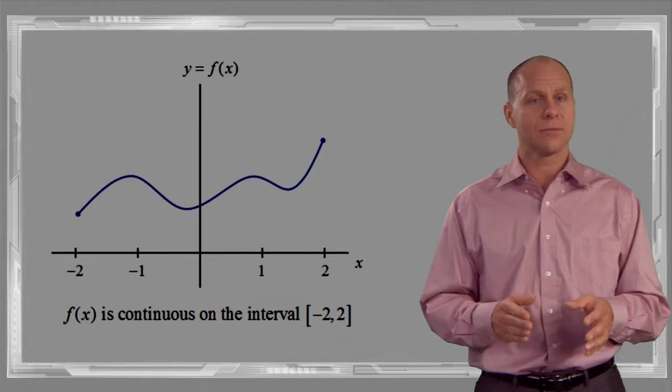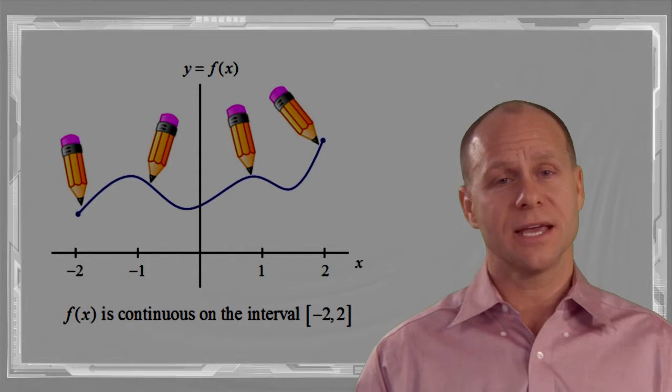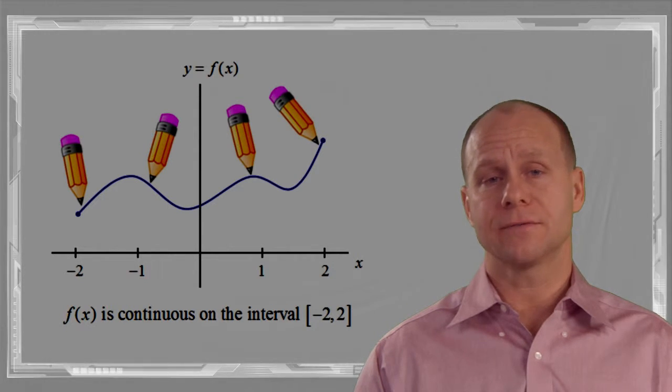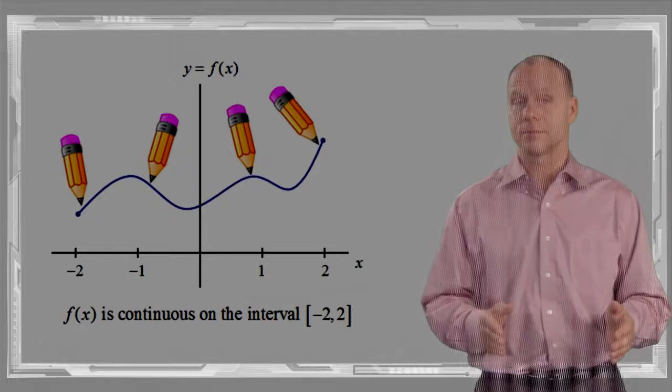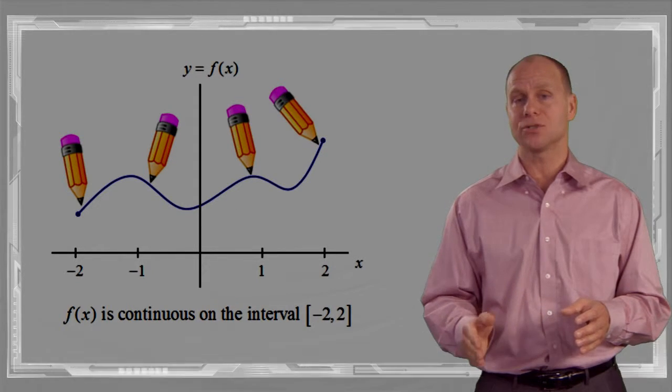Notice for this graph, we never have to pick up the pencil once. We say f of x in this graph is continuous on the interval -2 to 2. In other words, the function is continuous for all values between -2 and 2.